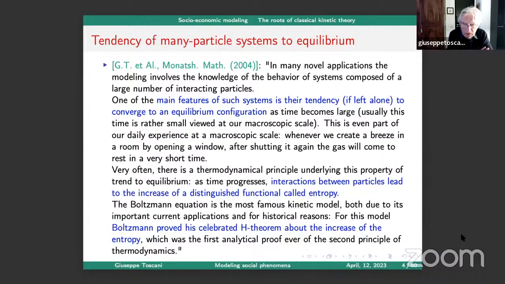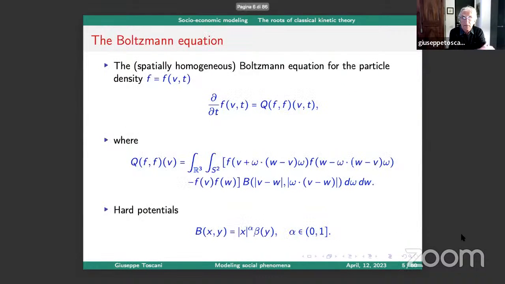The Boltzmann equation is the most famous kinetic model, both due to its important current applications and for its historical reasons. For this model, Boltzmann proved his celebrated theorem about the increase of the entropy, which was the first analytical proof ever of the second principle of thermodynamics. So everything starts with the Boltzmann equation.